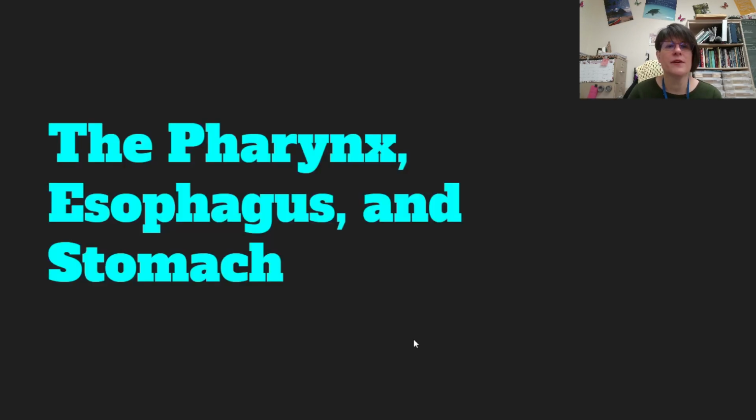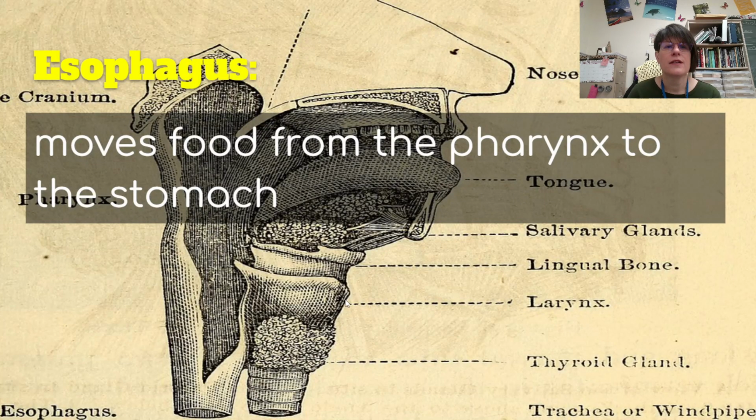All right, so let's start with the pharynx, esophagus, and stomach at the beginning of the digestive tract. The esophagus moves food from the pharynx to the stomach. Remember, the pharynx is basically the throat, the back of the mouth here, that's shared also with the respiratory system. The esophagus is behind the trachea.